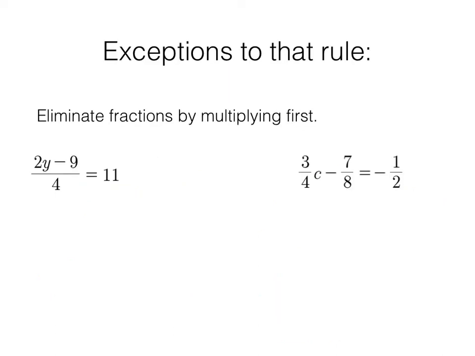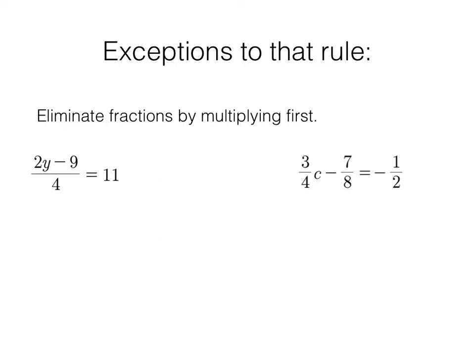One exception that we're going to look at is places where we should eliminate fractions by multiplying first. We want to make things convenient for ourselves. If we look at this problem, we have 2y minus 9, that quantity divided by 4, equals 11. In this circumstance, y was multiplied by 2, and then 9 was subtracted, and then that result was divided by 4 to get the 11.